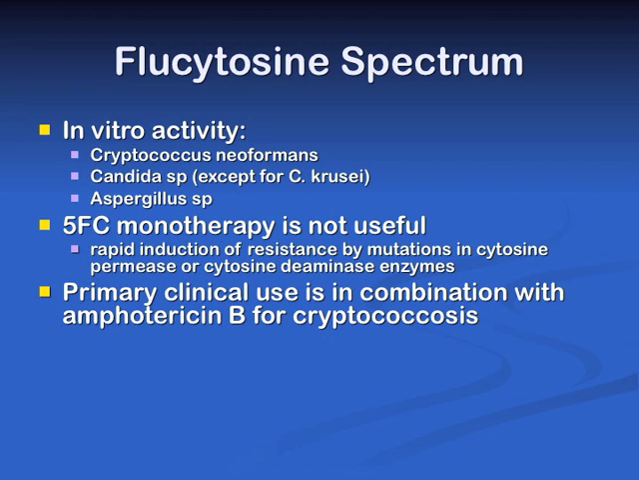It also has activity against Candida species, except C. krusei, and Aspergillus species. So when we had fewer agents, we used to occasionally throw flucytosine into the mix for managing a refractory candidiasis or aspergillosis. We can't really use it as monotherapy because you see rapid induction of resistance due to mutations in cytosine permease or cytosine deaminase enzymes. Although it could potentially be used as monotherapy for candiduria. There's not a tremendous amount of data there, but it is considered an option. Primary clinical use is in combination with Amphotericin B for cryptococcosis.